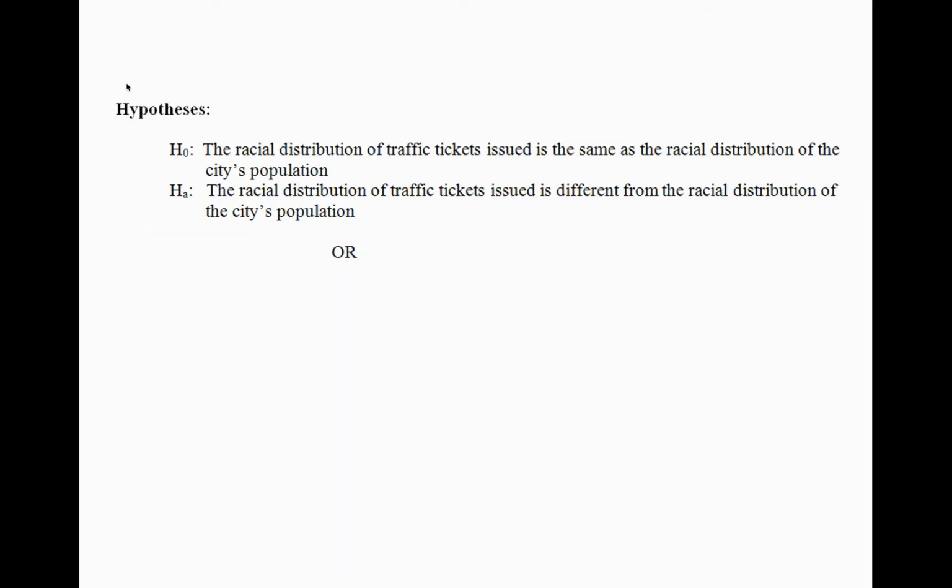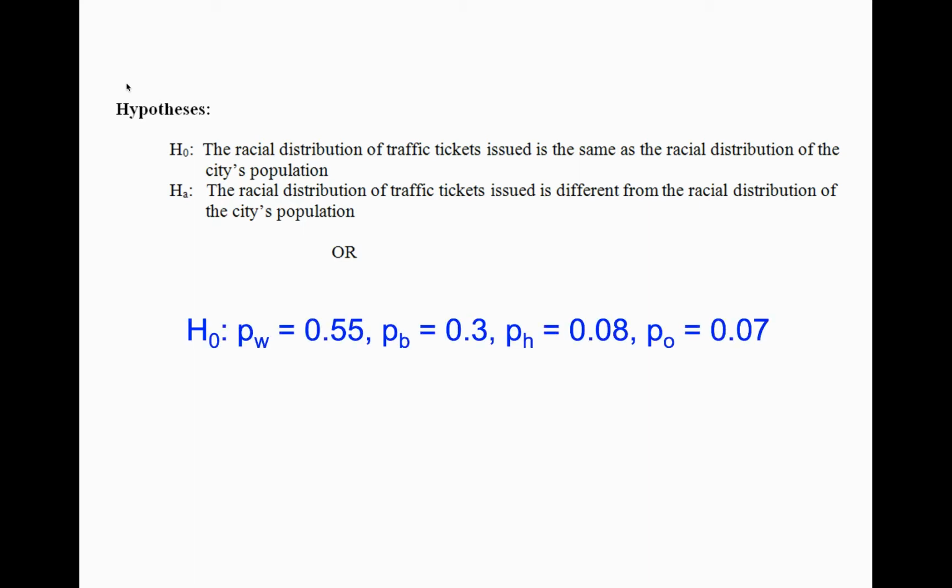So our null hypothesis is that the racial distribution of traffic tickets issued would be the same as the racial distribution of the city's population. Our alternative is that the distribution would be different. Now, if we wanted to write this in symbols, we would write it like this. So P sub W represents the proportion of traffic tickets given to white drivers. P sub B is the proportion for black drivers. P sub H is the proportion for Hispanic drivers. And P sub O is the proportion for other.